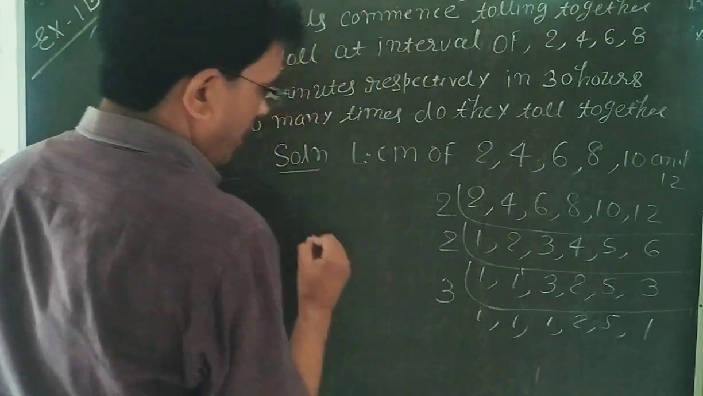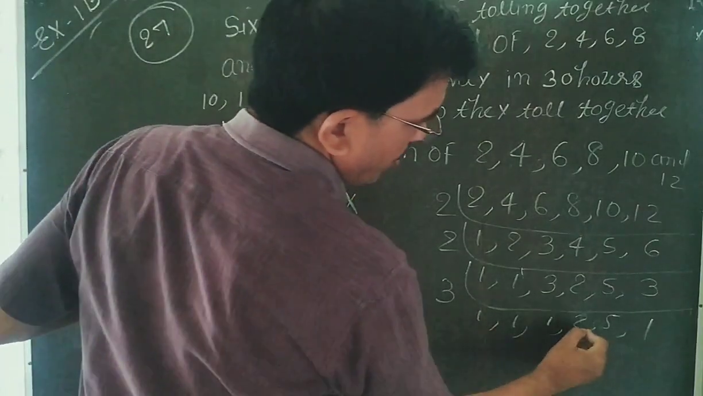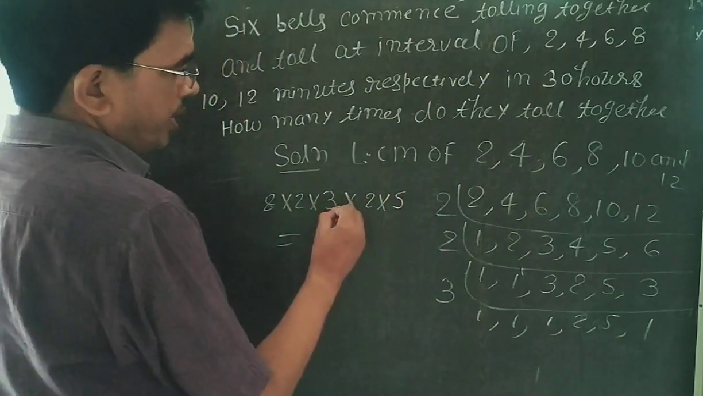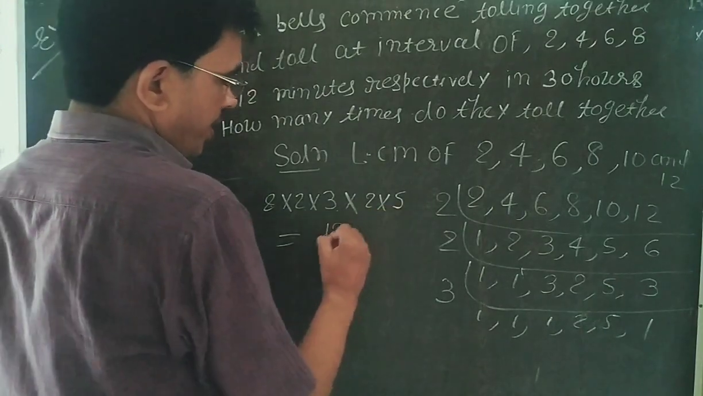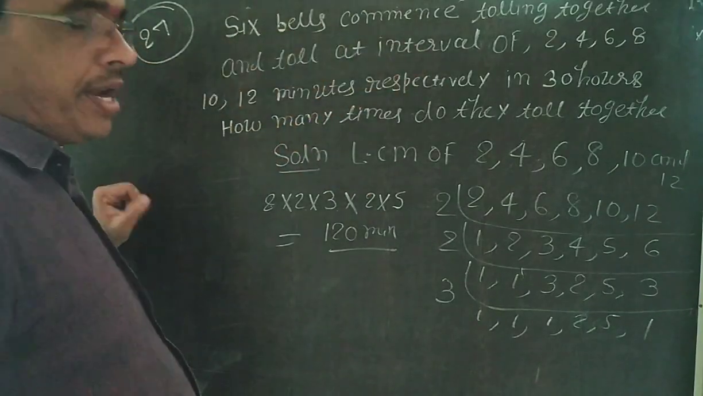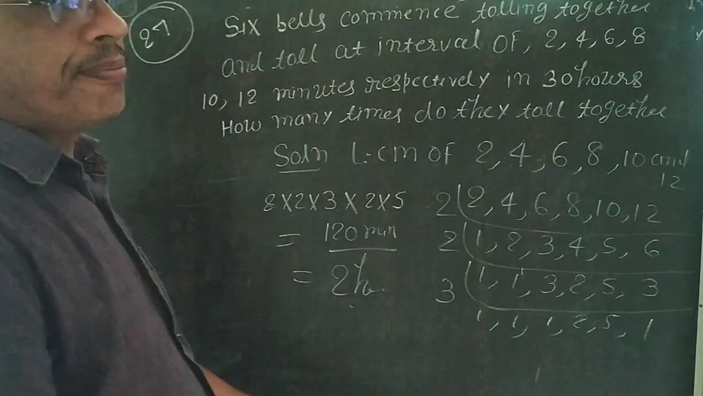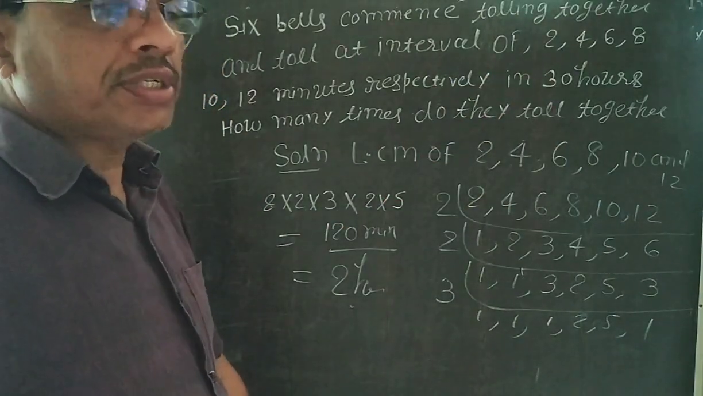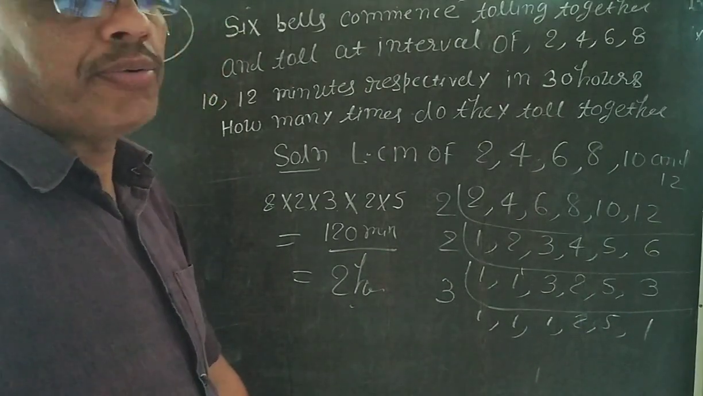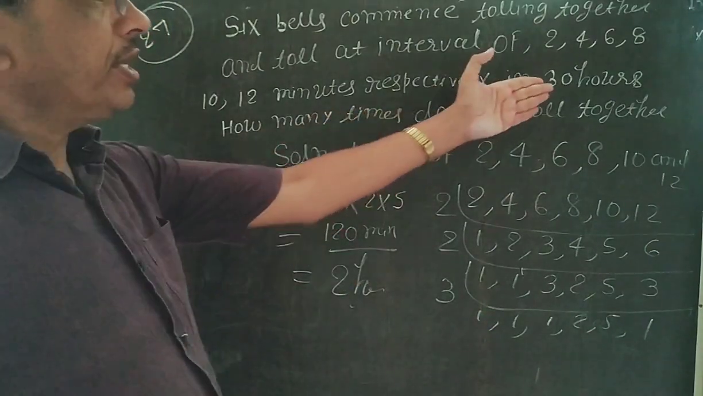What is the LCM? LCM is 2 into 2 into 3 into 2 into 5. You get here 2 times 2 is 4, times 3 is 12, times 10 is 120 minutes. That means at the time 120 minutes, all the bells rang together. That means 2 hours. See, every 2 hours, all the bells rang together. So the first solution is at what time they will ring together, and it is every 2 hours. Next question, how many times do they ring together in 30 hours?